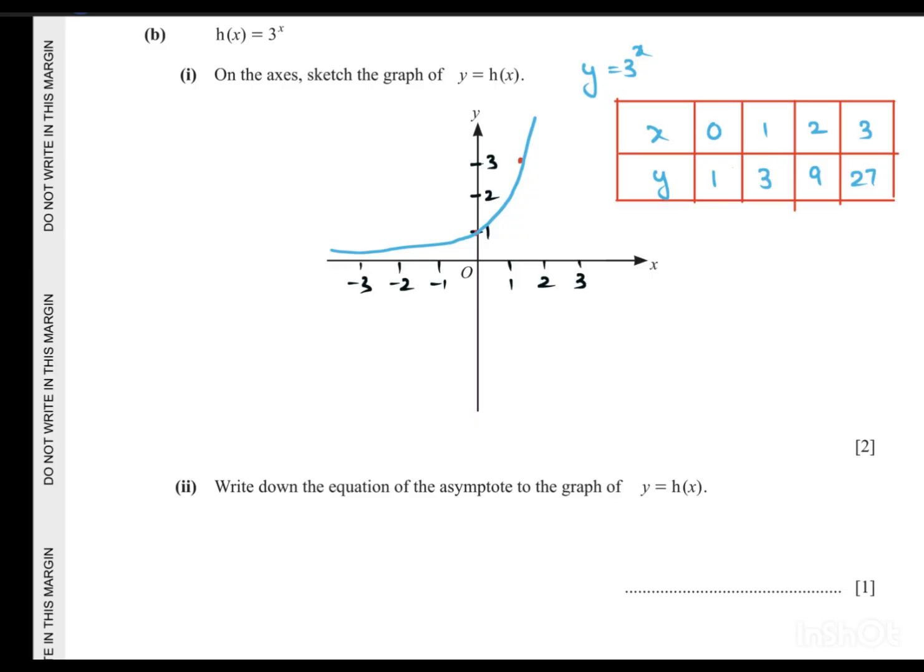Done. Question 2. Write down the equation of the asymptote to the graph of y is equal to h of x. Now the asymptote to such a graph will always be the x-axis. So it should be y is equal to 0, because this graph will come closer to the x-axis but it will never touch it. So the asymptote equation will always be y is equal to 0.